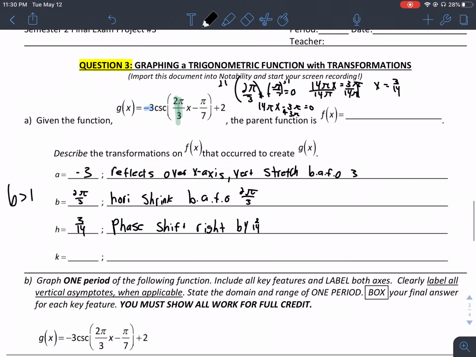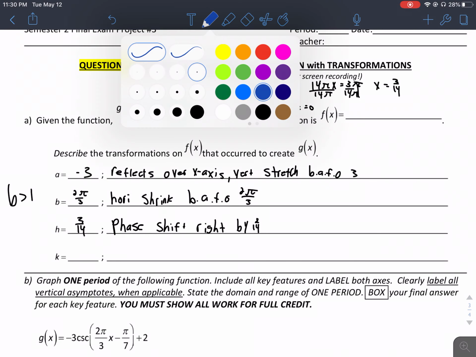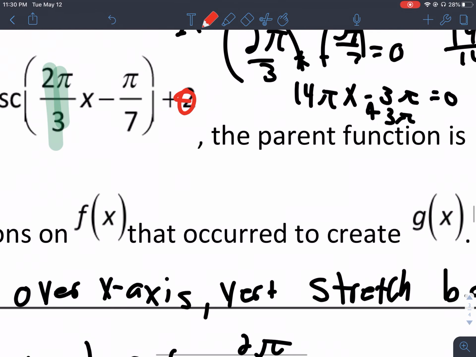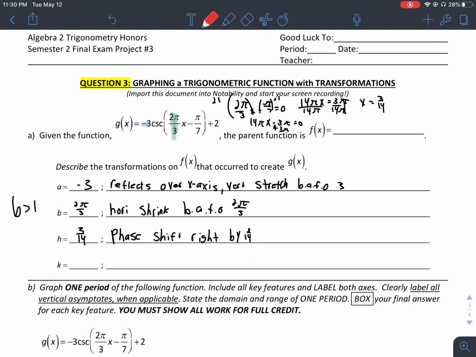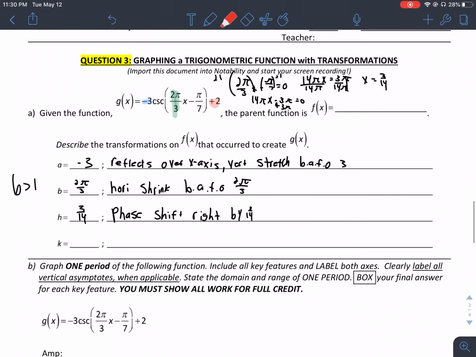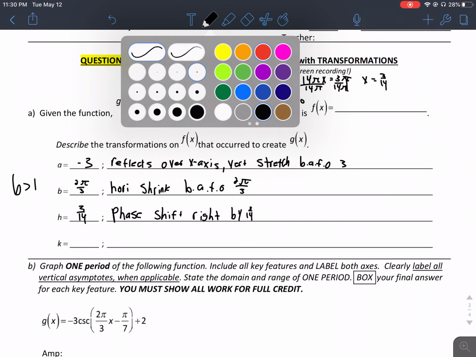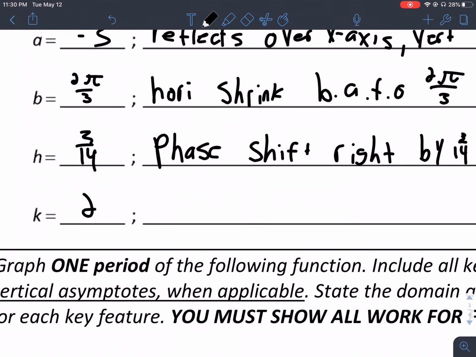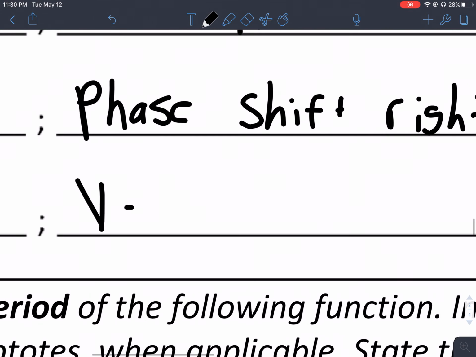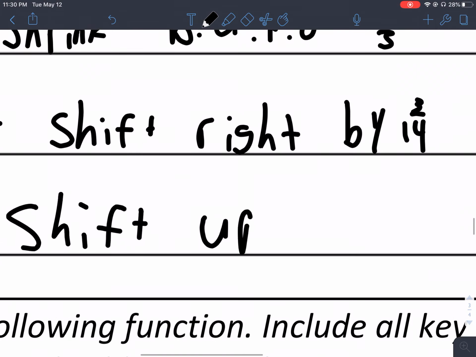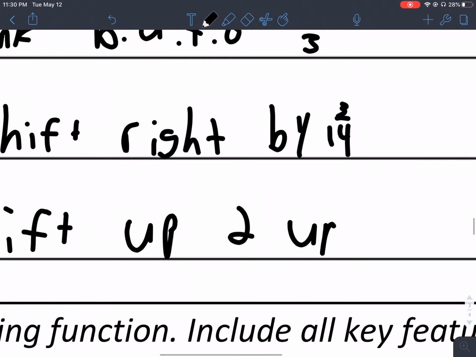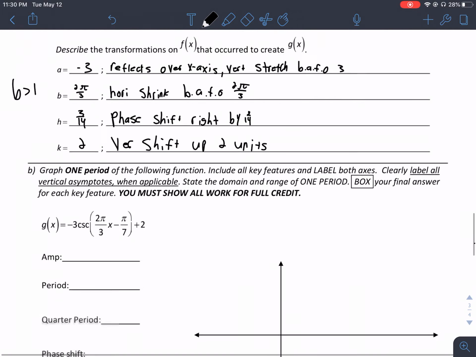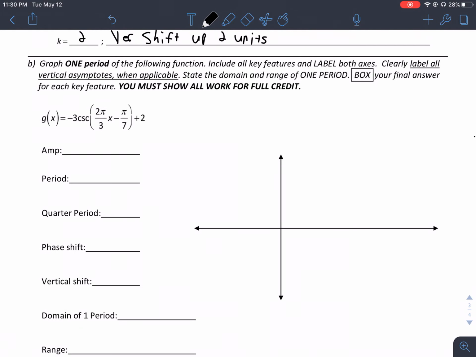Then our k is simply this number right here. So our k is 2, and that is a vertical shift up 2 units. Okay, now on part B.